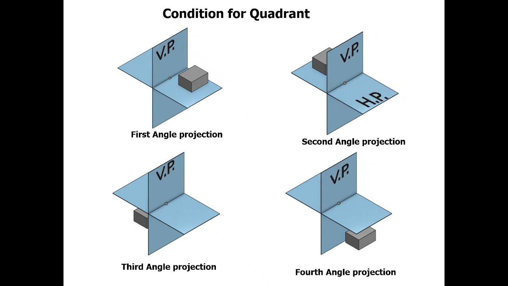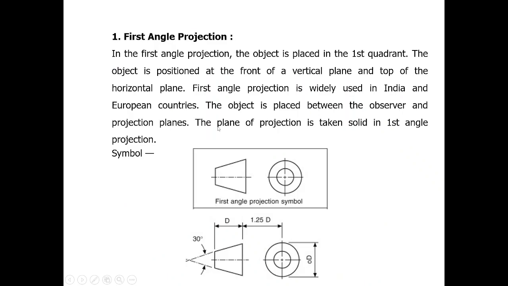So this is HP, the horizontal plane, and this is VP, the vertical plane. If we use the first angle projection, then we have to draw this symbol at the corner of the drawing sheet, so that people can understand that this drawing is made by the first angle projection. In first angle projection, the object is placed in the first quadrant. The object is positioned in front of the vertical plane and above the horizontal plane.